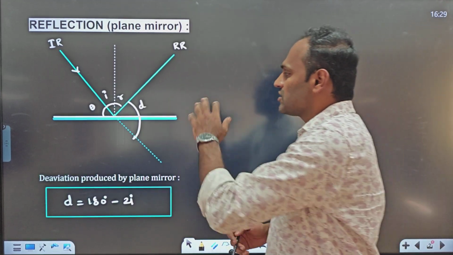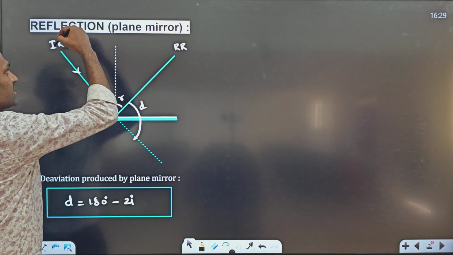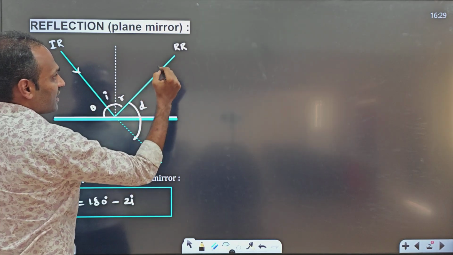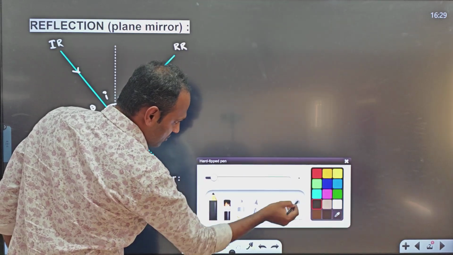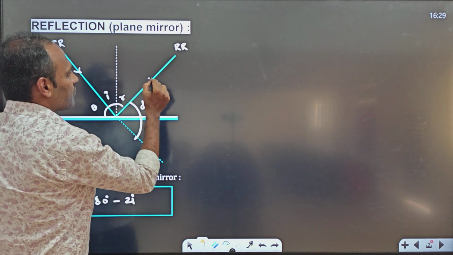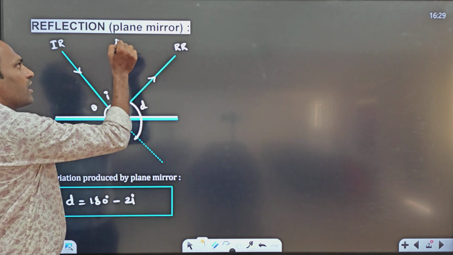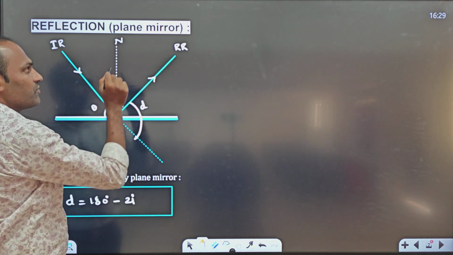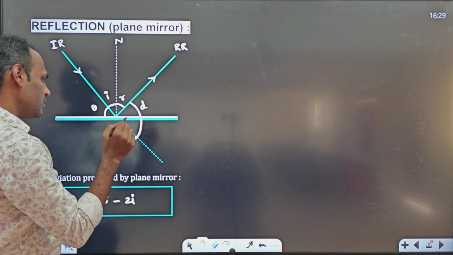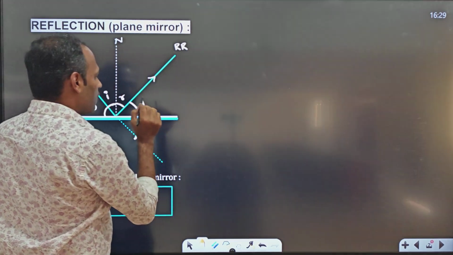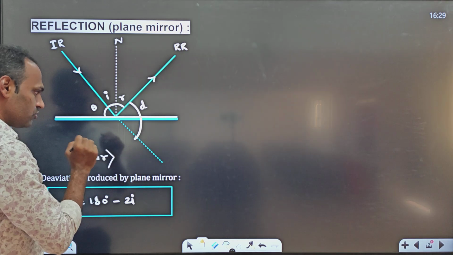Okay, see here. This is about reflection. Here we have a mirror and this is the incident light ray. The incident light ray will hit the mirror and get reflected back in this direction, right? So this is the reflected light ray. This is the normal. The angle between the incident ray and the normal is called the angle of incidence. The angle between the normal and the reflected light ray is the angle of reflection. In reflection, we know very well the angle of incidence will be equal to the angle of reflection. This is the law of reflection.